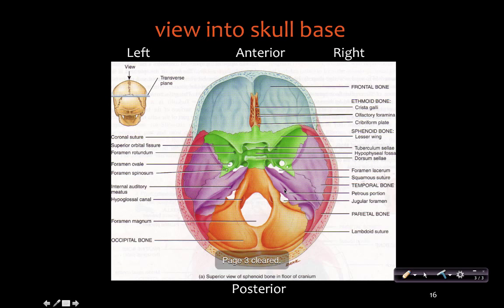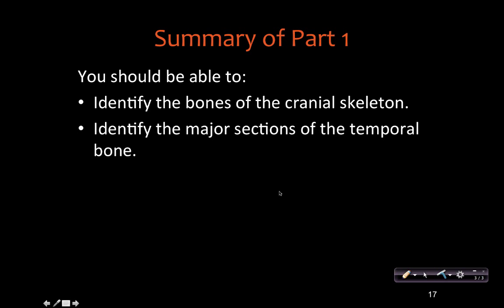Okay, so concluding part 1 of our slide set, you should be able to identify the bones of the cranial skeleton, and the major sections of the temporal bone, which we identified as the squamous, the mastoid, the tympanic, and as well the petrous. Again, one of the other questions was, what's special about the mastoid?